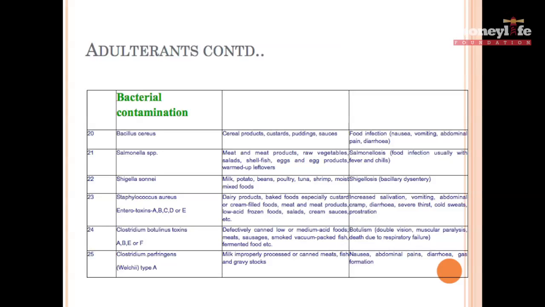This will give you increased salivation, vomiting, abdominal cramp, diarrhea, severe thirst, cold sweat, prostration. Now this is Clostridium botulinum toxin. This is very important, because it normally comes in canned food. If the canning process is not proper, then this develops toxin, and that toxin can give you a very severe problem to your health, in the sense you can die in 3 days' time.